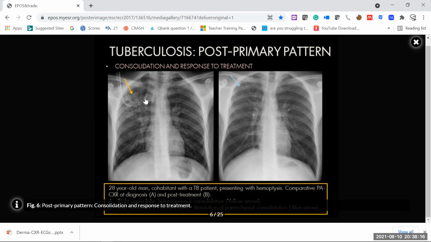So once the patient is on ATT, it will be resolved. So it's before ATT and it's after starting ATT. And cavitation is also going to get resolved, so cavitation will be converted into consolidation. Slowly you will see the reverse phenomenon, and soon it will disappear. So this is before treatment and this is after treatment.